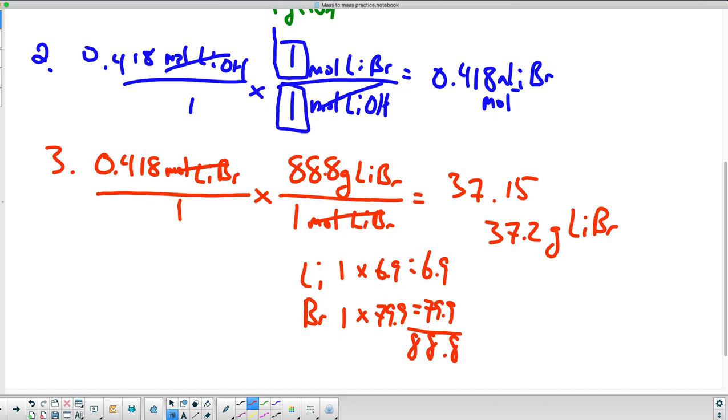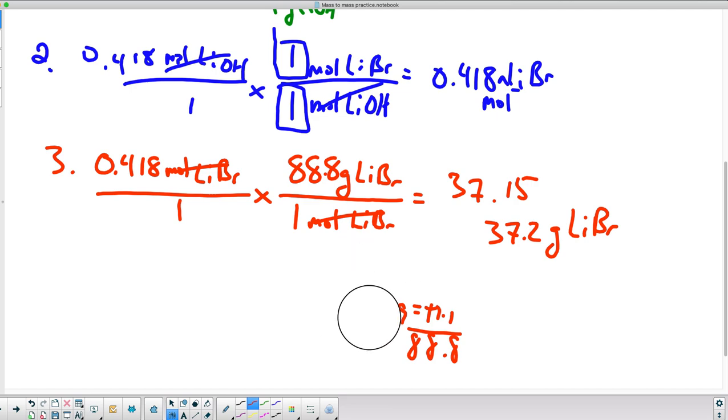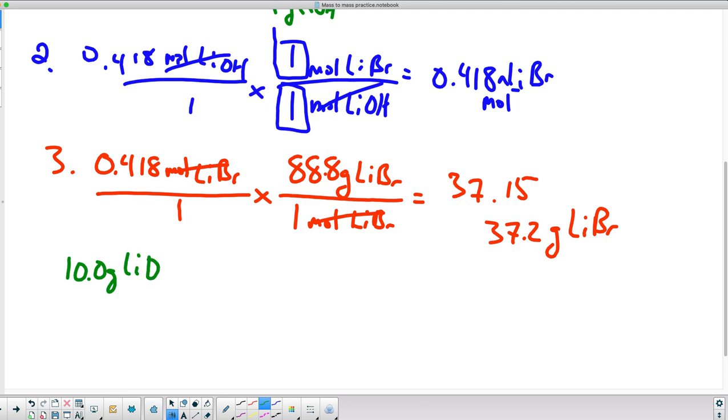I'm going to get rid of this at the bottom, and I'm going to show you one way to do it all together, because just like you, I don't like busy work. So I start off with 10 grams of lithium hydroxide. I'm going to do the same thing over again, but in fewer steps with a lot less to write, okay? Because I'm sure we're all interested in that.